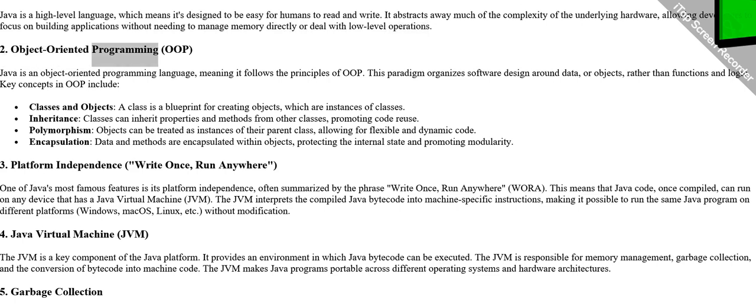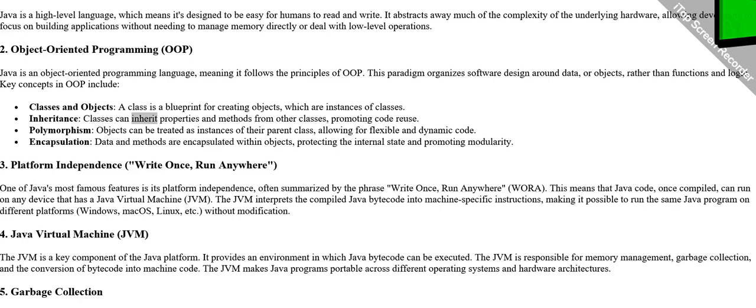2. Object-oriented programming, OOP. Java is an object-oriented programming language, meaning it follows the principles of OOP. This paradigm organizes software design around data, or objects, rather than functions and logic. Key concepts in OOP include classes and objects. A class is a blueprint for creating objects, which are instances of classes.